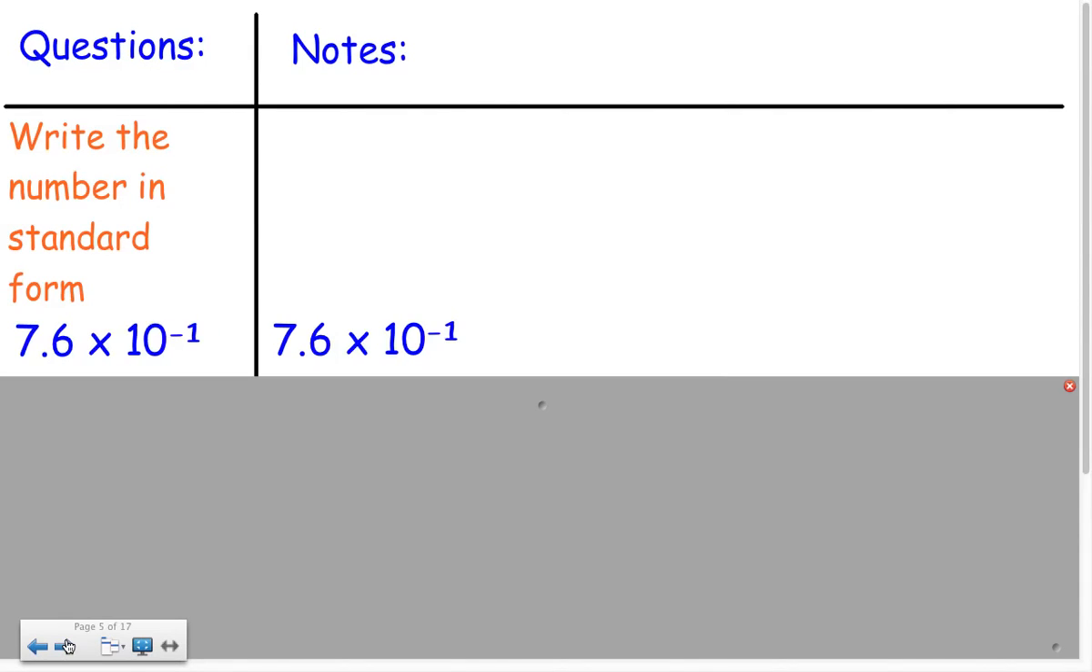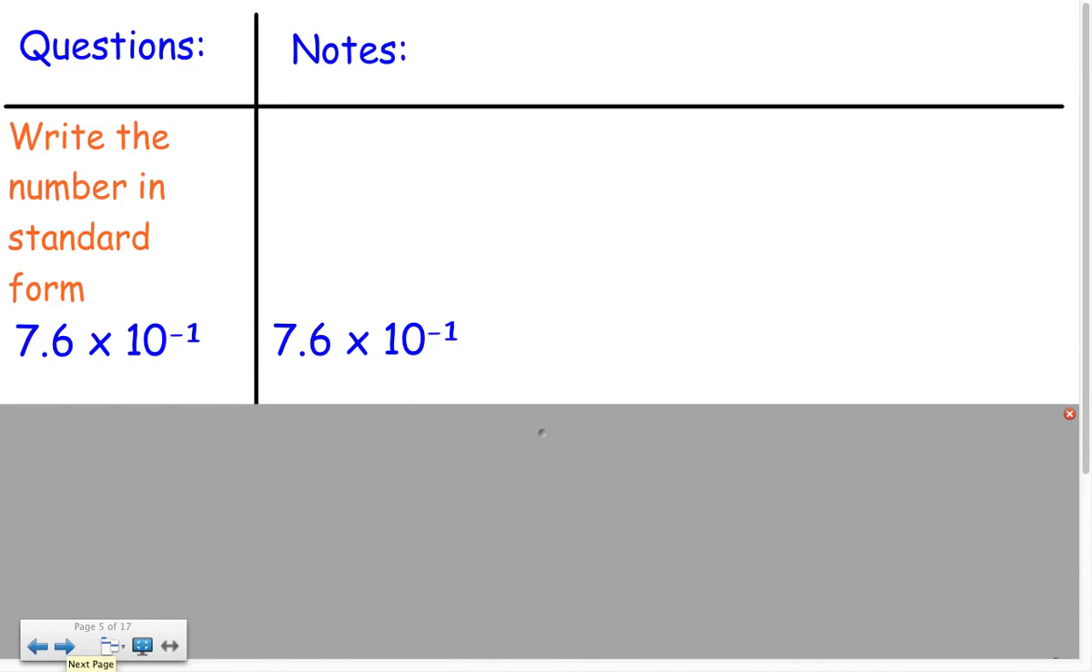Alright, so now we have a page of negative exponents. So negative exponents means our number is going to be really small. So if I want 7.6 to become even smaller, I need to move my decimal, and I'm going to move it one spot. Instead of to the right, I'm going to move it to the left. Moving it to the right would make it bigger, it becomes 76. Moving it to the left becomes smaller, it's 0.76.